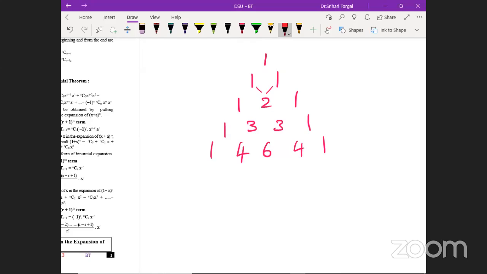This is 0C0, okay, and this is 1C0 and this is 1C1, and this is 2C0, 2C1, 2C2, 3C0, 3C1, 3C2, 3C3. These are the values for that.